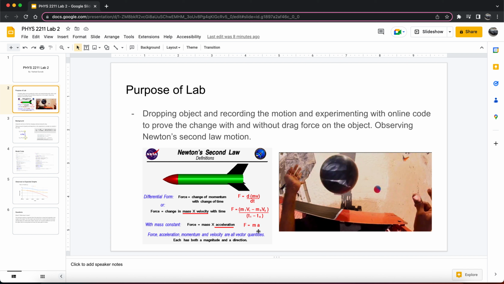And here are some equations that I used. Obviously F equals ma is very important to Newton's second law. And here's just a random picture I found on the internet of someone dropping something, to show that I dropped an object.